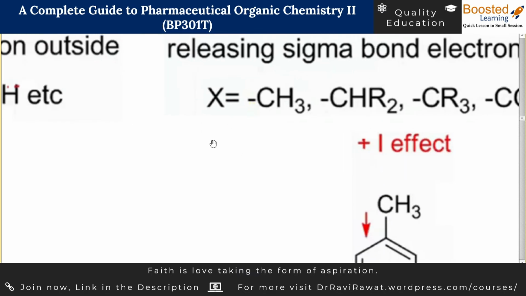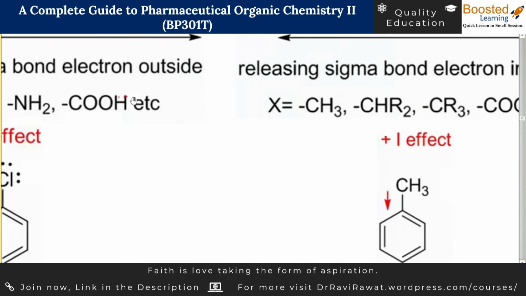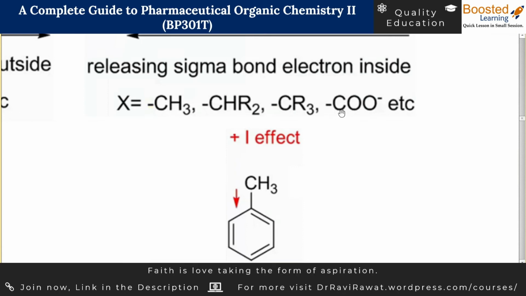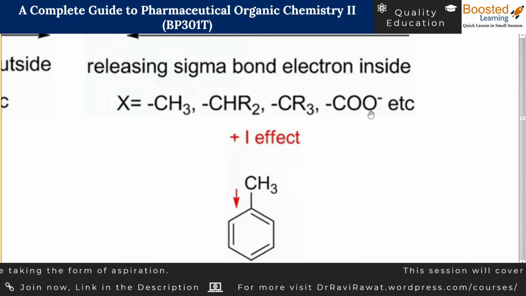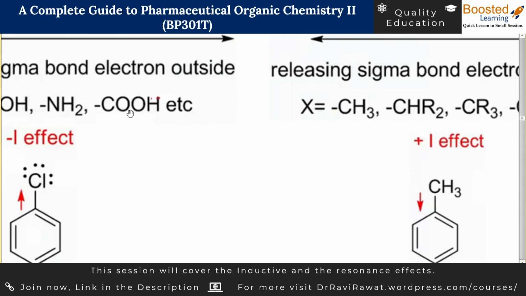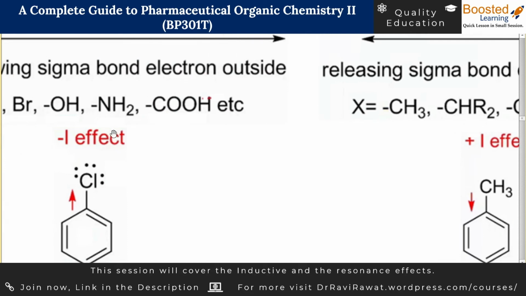Now you will see the example of COOH in the negative inductive effect, and you will see COO negative in positive inductive effect. Because now it has negative charge, so the negative charge group can donate its negative charge to the benzene ring. So that is how it is going to increase the electron density of the benzene ring. So COO negative is in positive inductive effect, and COOH is in negative inductive effect.